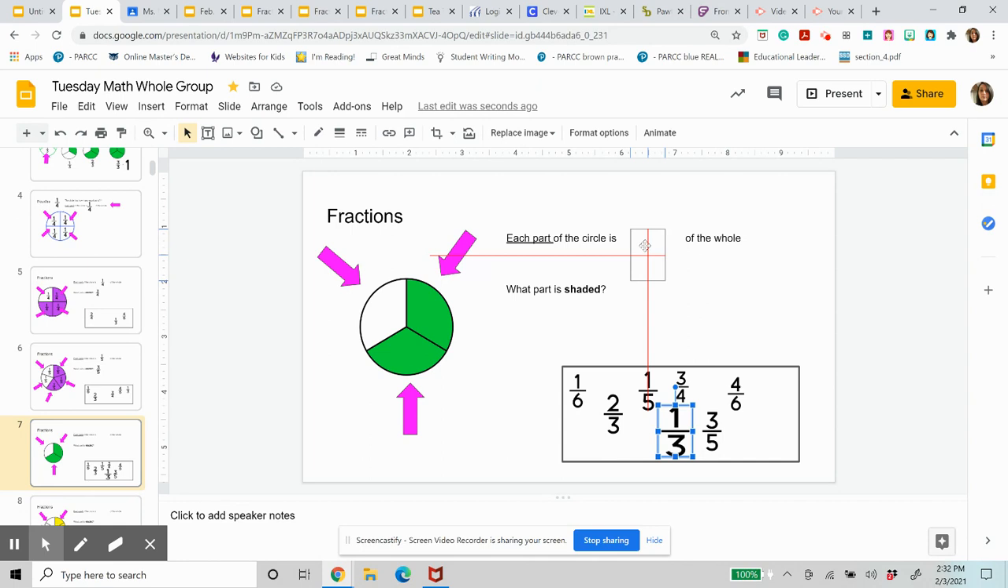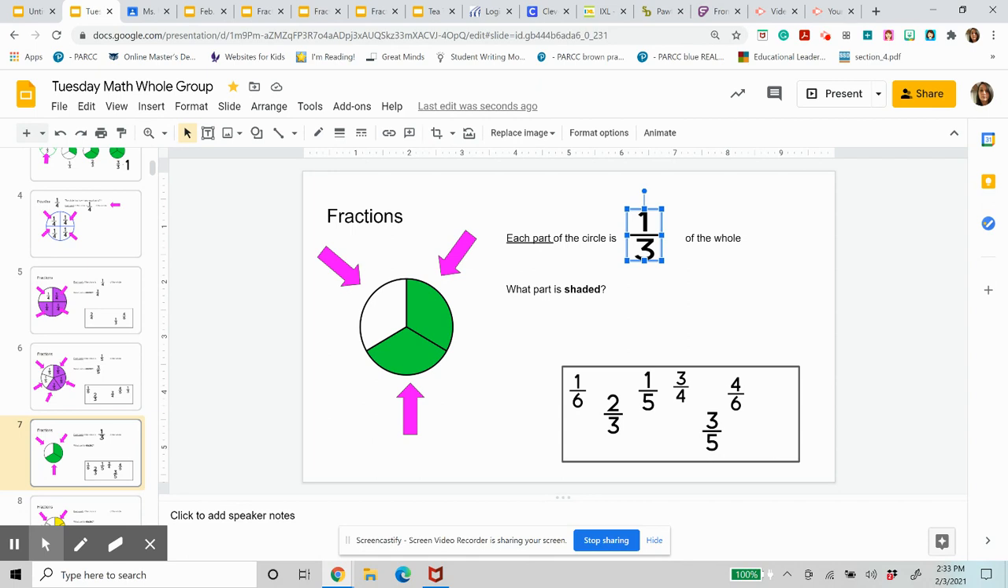Okay, did you say 1/3? Each part is 1/3 of the whole, right? 1/3, 1/3, 1/3. What part of this pie is shaded? So again, being an active learner, you're thinking about what part is shaded and how many are the whole. So come up with a fraction that you think it might be. 1/6, 2/3, 1/5, 3/4, 3/5, or 4/6.